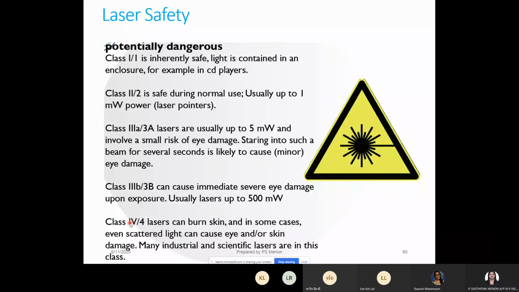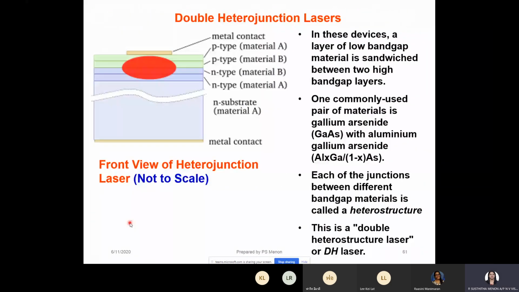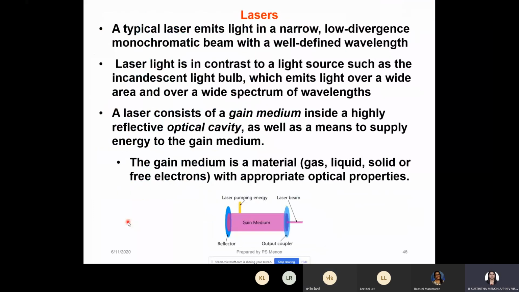Okay, so the proton is actually part of the nucleus.